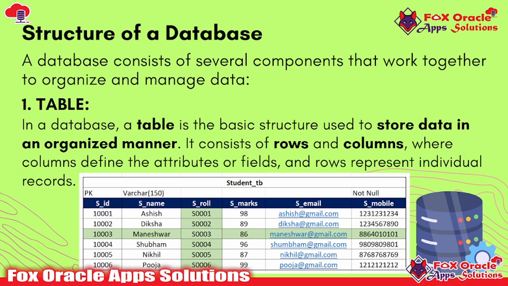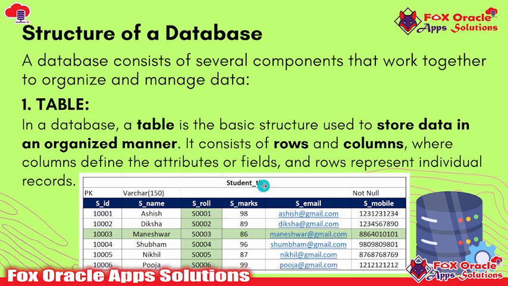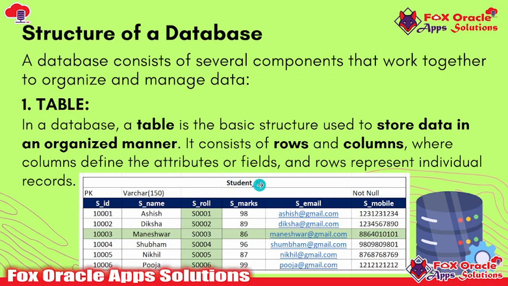When we talk about the structure of a database, or the components of a database, the most common and major component is the table, where we store data. You can see this is the structure we created to store student information. Student_TB is the name we gave to this table, in the schema. This is a table we created to store student information, and the name of this table is student_TB. And these are the attributes.